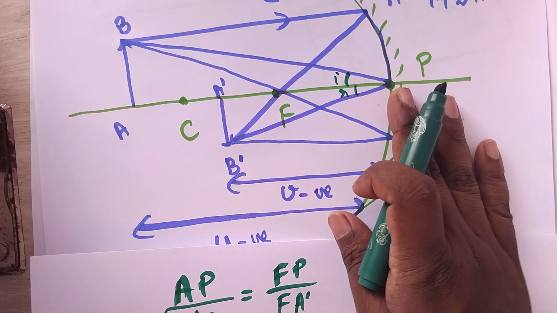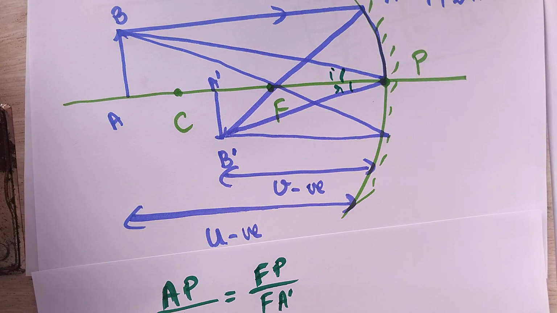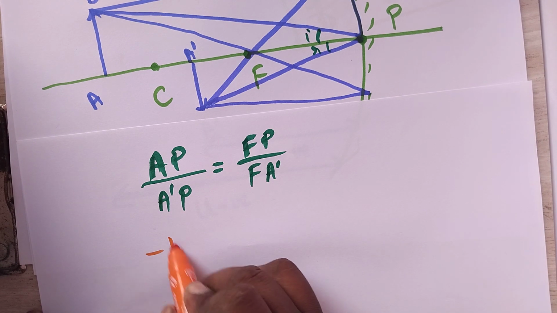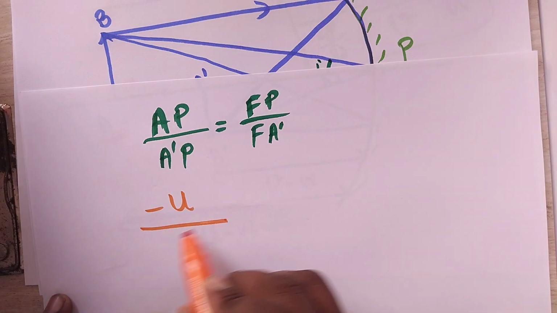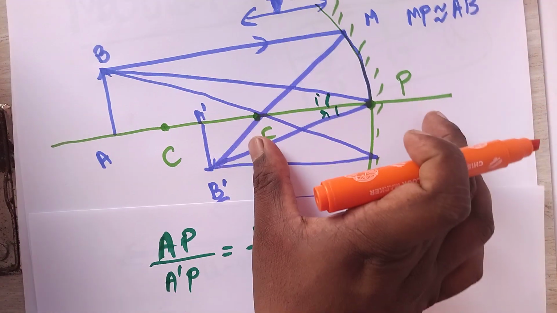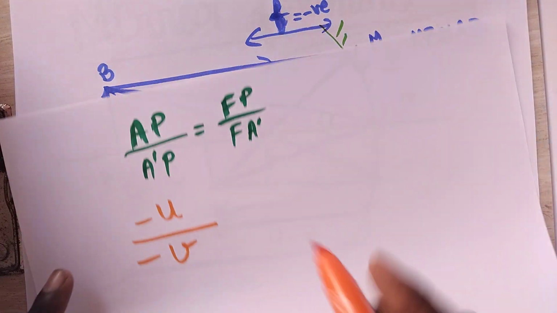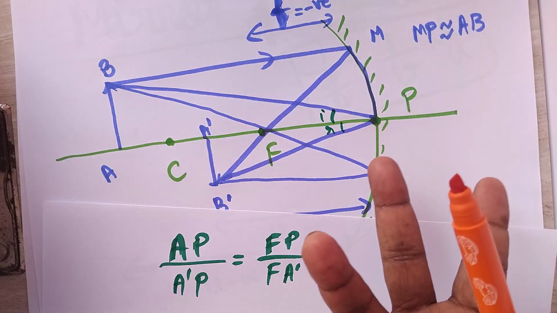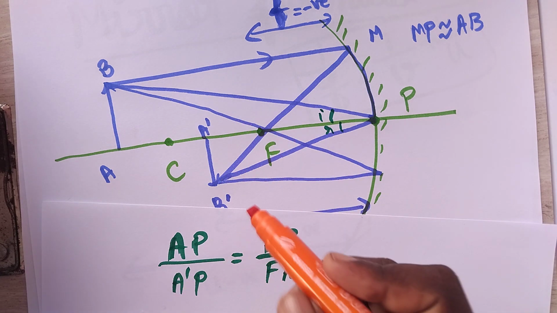Now, the one rule you have to follow: whatever data you take, you have to relate with the pole. AP is minus U. A dash P, the image distance, is minus V. FP, the focal length, is minus F. Now FA dash is not related to the pole, so we have to relate it to the pole.